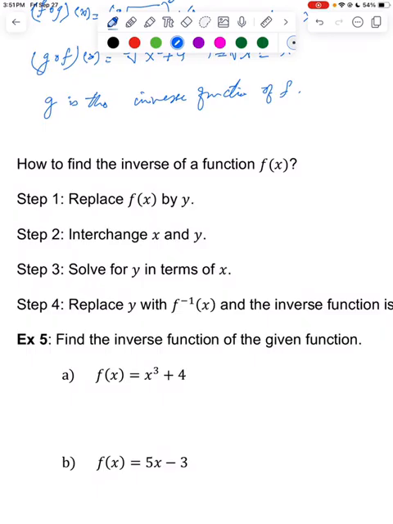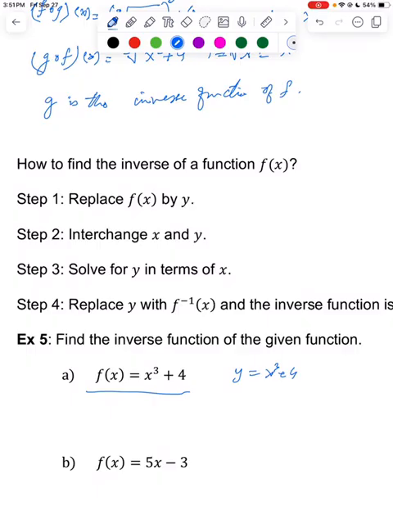The first step is to replace f of x by y. Sometimes the equation will be given as f of x is equal to something, or it could be given as y equal to something. If it is given as y equal to, for example, instead of f of x is equal to x cubed plus 4, you are given y is equal to x cubed plus 4, then you skip the first step. It's already there.